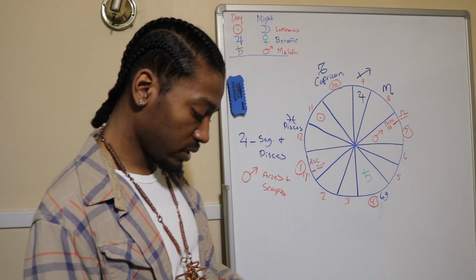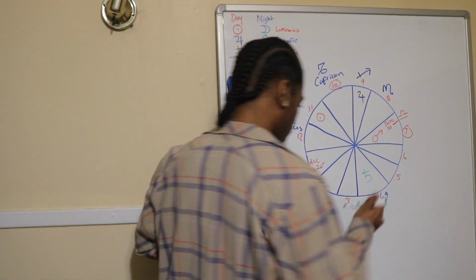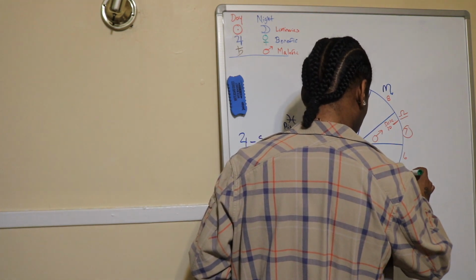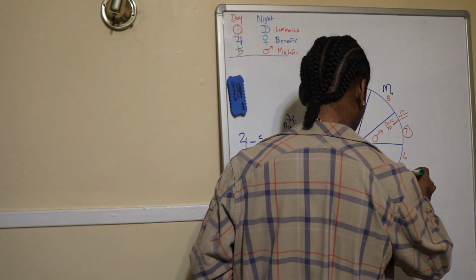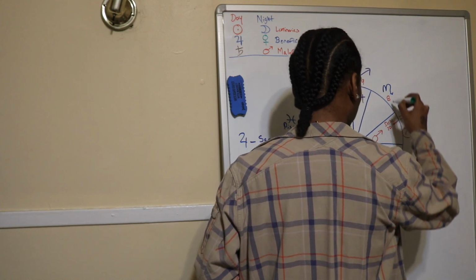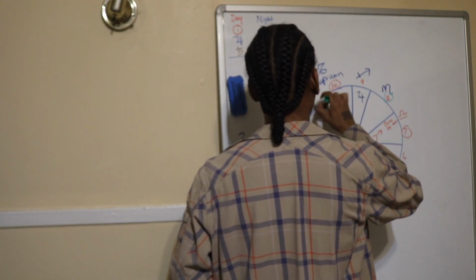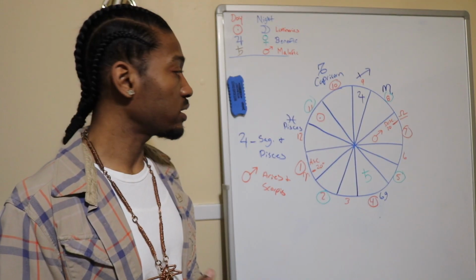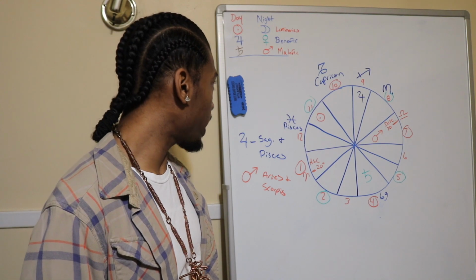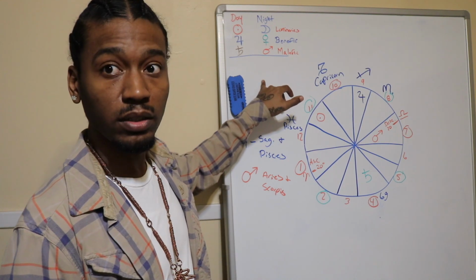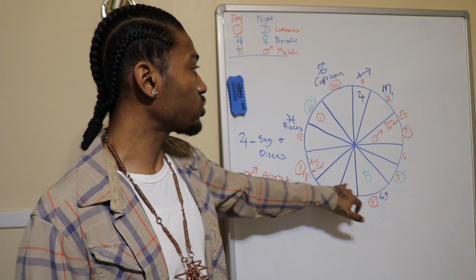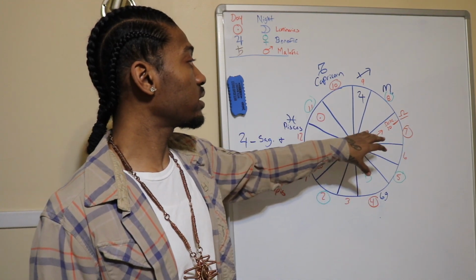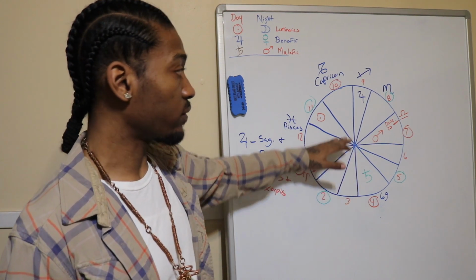The second, fifth, eighth, and eleventh are known as succeedent houses. So let's say that you had your Mars sign in a succeedent house. You may not feel it as strongly in terms of challenges in this area. It may not be felt as strong as if it were in angular houses.